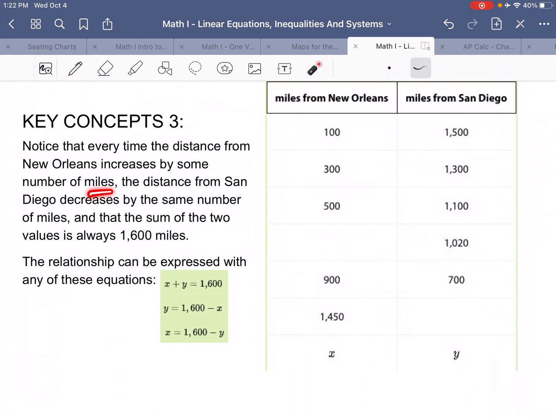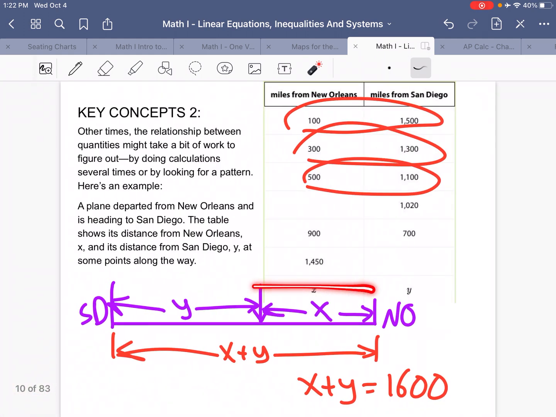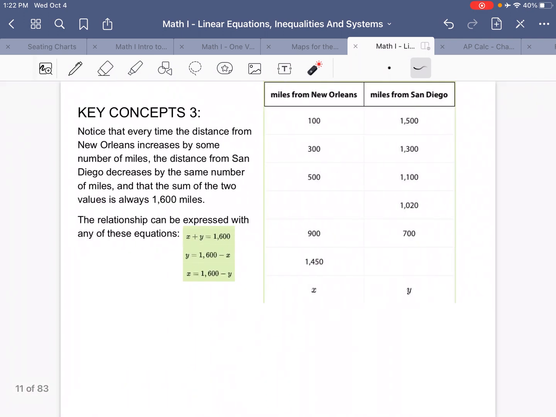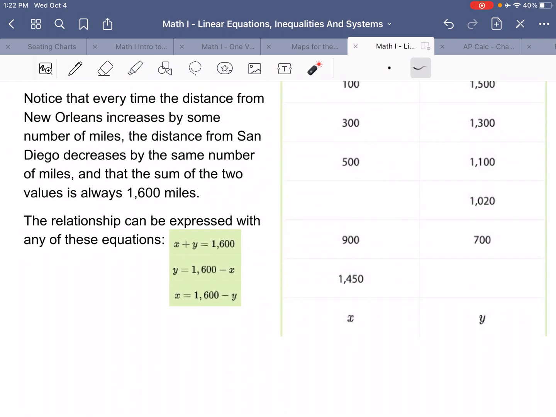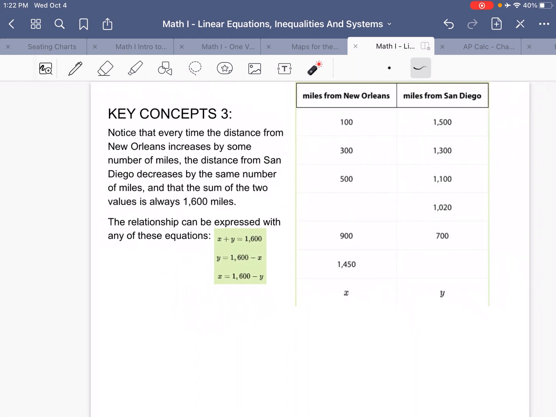The other thing we could have noticed is that as the distance from New Orleans increases, the distance from San Diego goes down. And that makes sense in our model, because the further you go this way, the bigger x is going to get, and the smaller y is going to get. The sum of the two values is always 1600 miles. We recognize that, so we could rewrite that as x plus y equals 1600, or y is 1600 minus x, or x equals 1600 minus y.